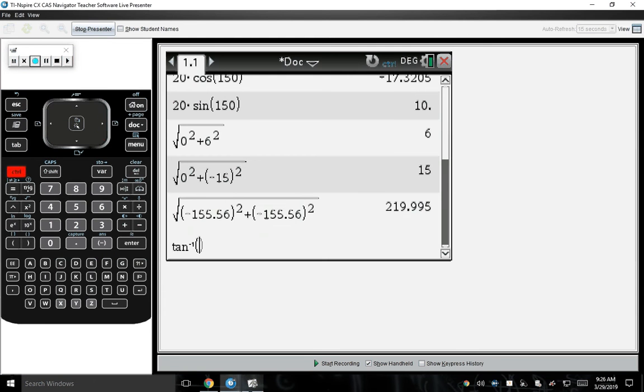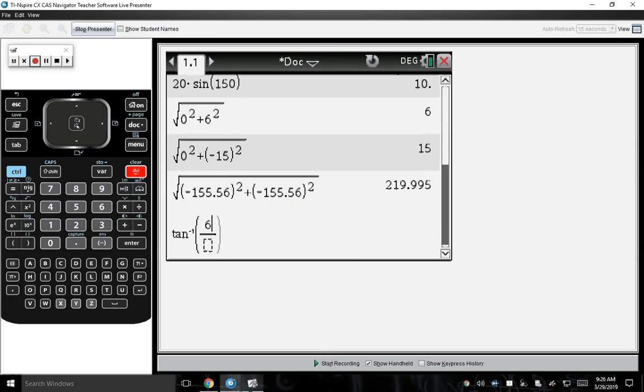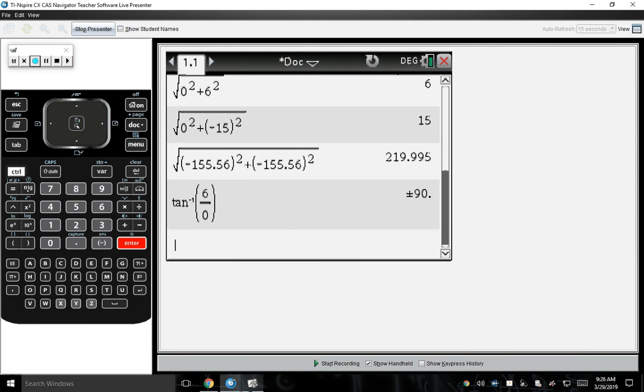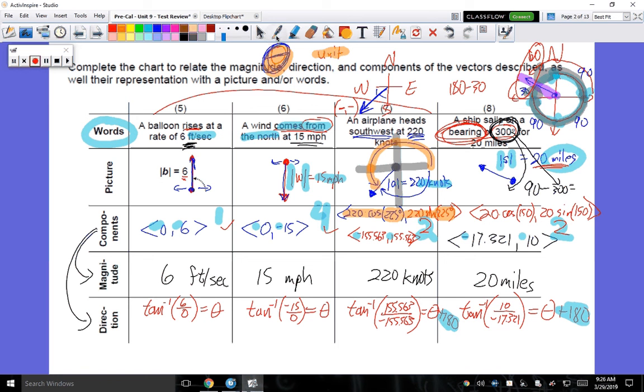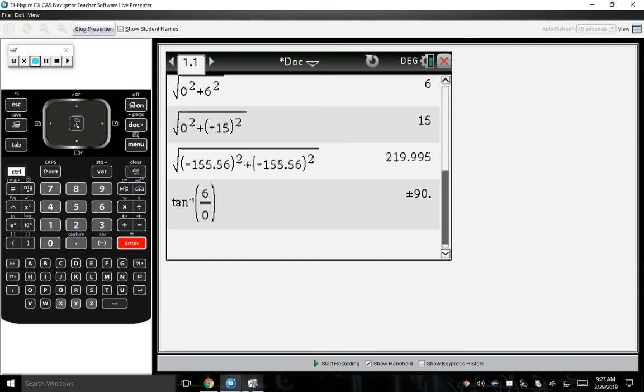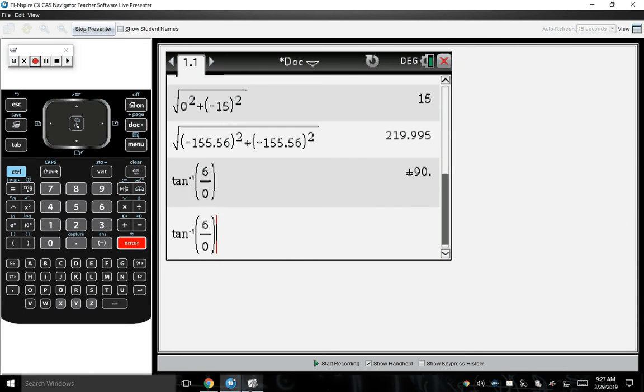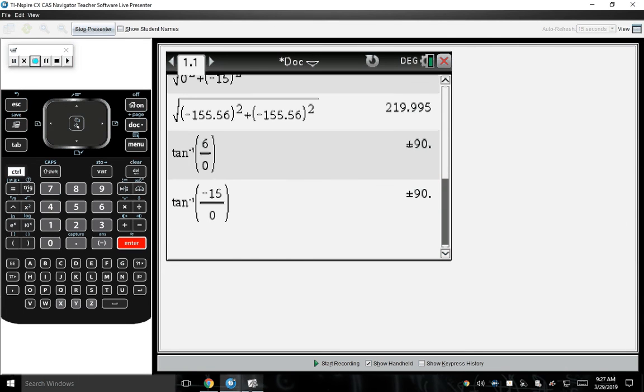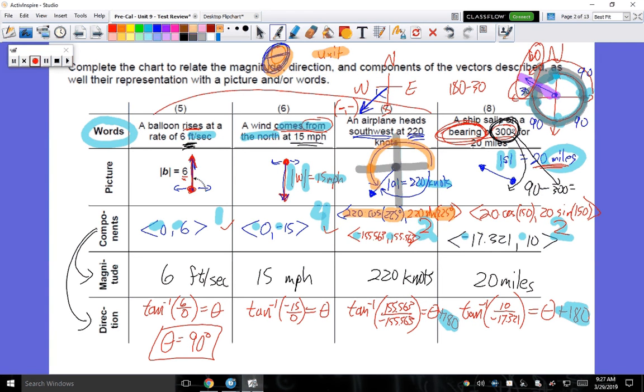So the arctangent of 6 over 0, whoops, we're going to get a positive or a negative 90. Okay? And the fact that we were traveling visually upward, this one's going to be the positive 90 degrees. Okay? Let's do the next one. We have negative 15 over 0. Okay? And we're going to get a positive or a negative 90. So this one was traveling downward, hence that's where we're going to get the negative 90. And some of you might opt to do a positive 270, which is coterminal to that negative 90. That's fine, but it isn't required.